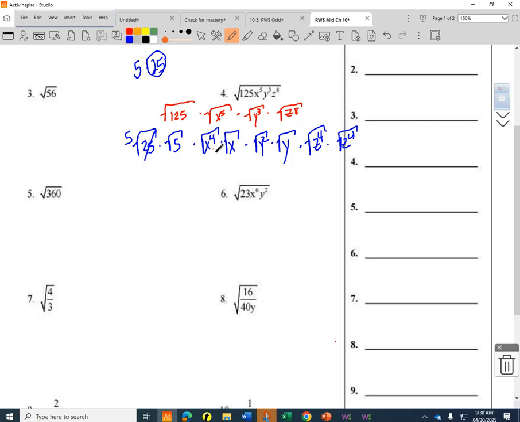Simplify these already. What's the square root of x to the fourth? What, Keyshawn? X squared, beautiful. And we can't simplify the square root of x. What's the square root of y squared, Matt? Square root of y squared. What do you multiply by what to get y squared? Y to the first power is not a perfect square.